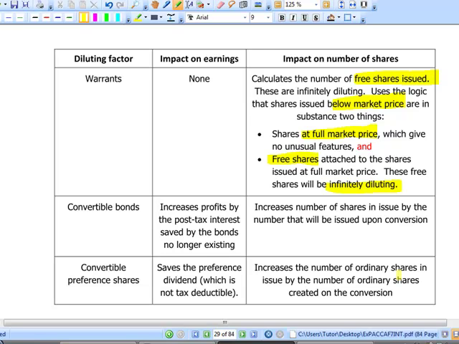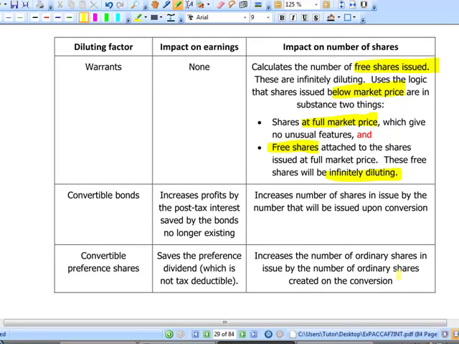And in terms of convertible preference shares, okay, they pay a preferred dividend. So this dividend will no longer be paid, but this is not a tax-deductible expense. And also we will have an increase in the number of shares based on a conversion ratio. And we'll have to take this into consideration when we calculate the diluted earnings per share.